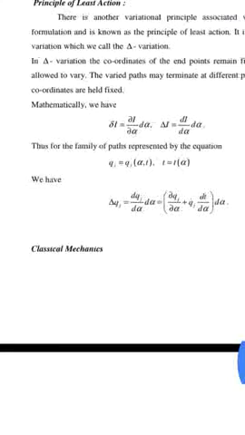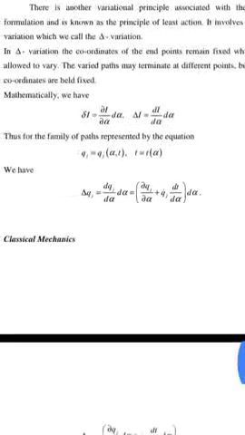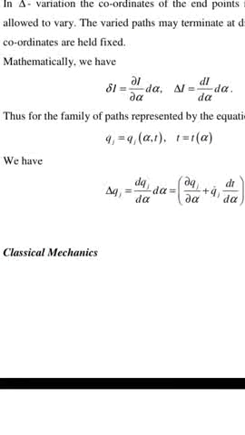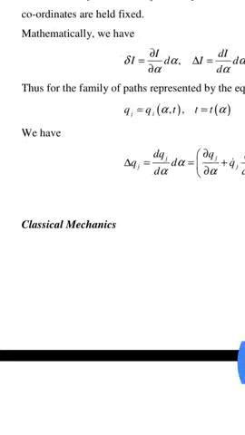The varied path may terminate at different points, but still the position coordinates are held fixed. Mathematically, we have delta I is equal to dou I by dou alpha d alpha, and del I is equal to dI by d alpha into d alpha.